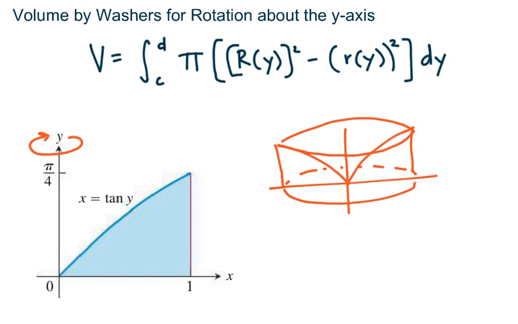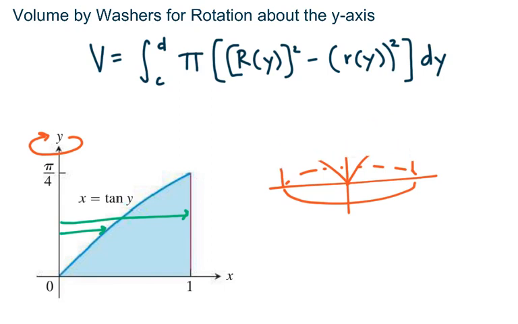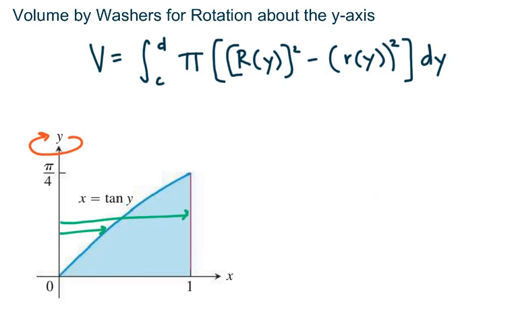And one thing you'll notice, my function here, x, is already in terms of y, so that's helpful for us. When we start to think about our radius, we always measure that radius out perpendicular from the axis of rotation. So in this case, if I needed to find my radius, I would be going out in this direction, perpendicular or horizontally from the y-axis.